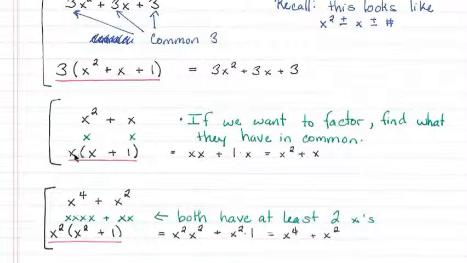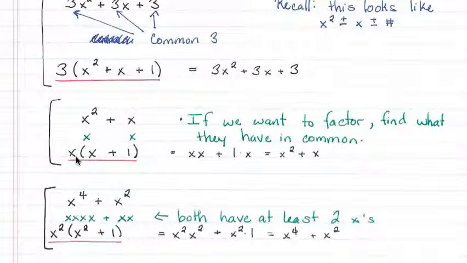So I pulled out an x out front, put the parentheses, and filled in what was left in the middle. So when we pull an x out of x squared, what's left? Well, we had two x's here. We took away one, pulled it out front, so now we had the one left. Now, with this x, we pulled out the x out front, and what do we have left? Just a 1.